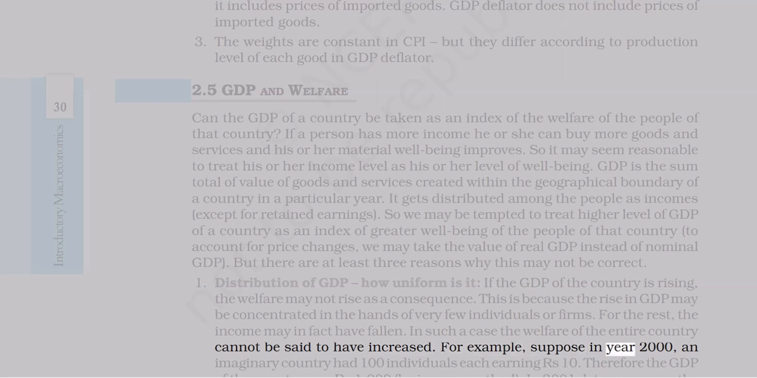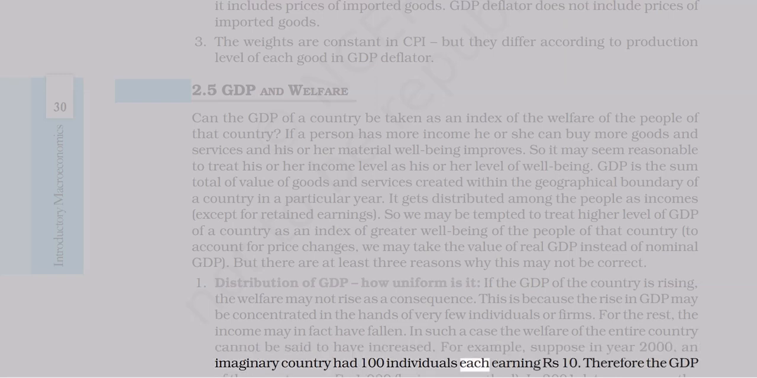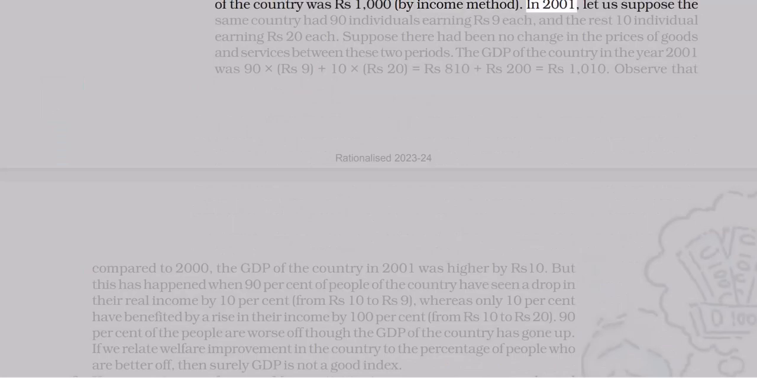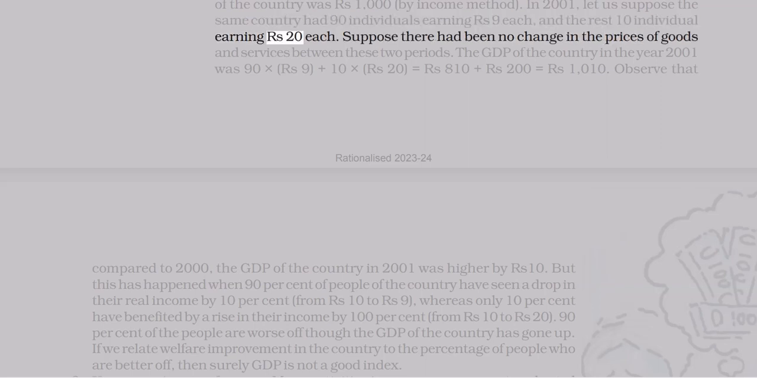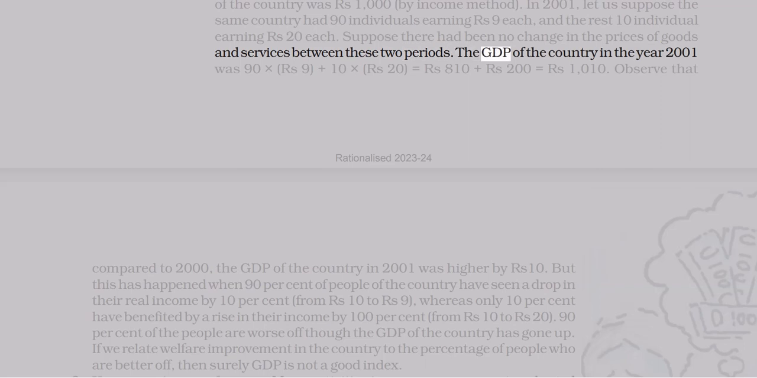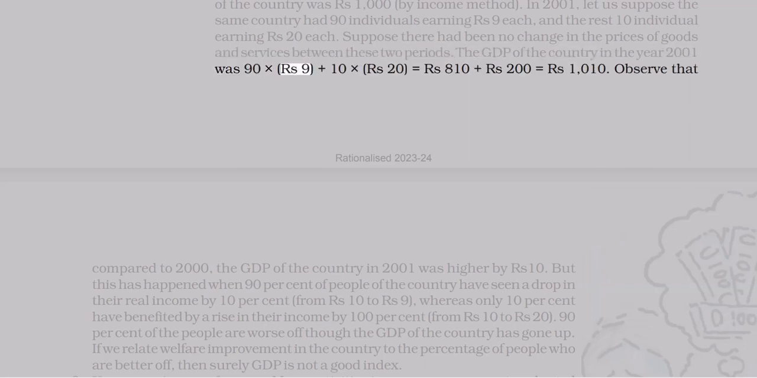For example, suppose in year 2000, an imaginary country had 100 individuals each earning 10 rupees. Therefore, the GDP of the country was 1,000 rupees by income method. In 2001, let us suppose the same country had 90 individuals earning 9 rupees each, and the rest 10 individuals earning 20 rupees each. Suppose there had been no change in the prices of goods and services between these two periods. The GDP of the country in the year 2001 was 90 times 9 rupees plus 10 times 20 rupees equals 810 rupees plus 200 rupees equals 1,010 rupees.